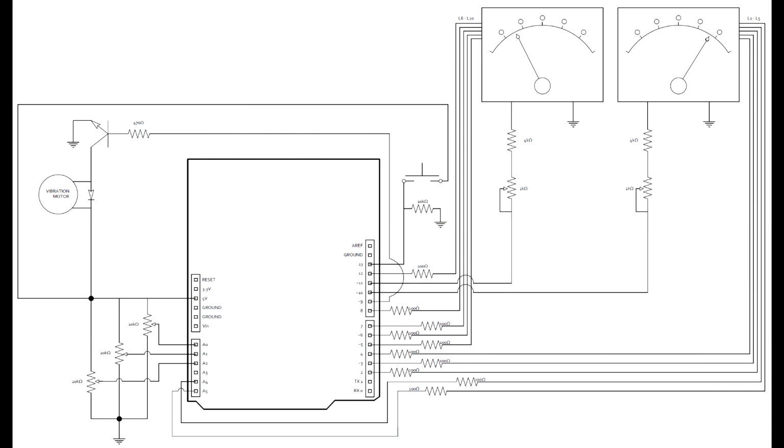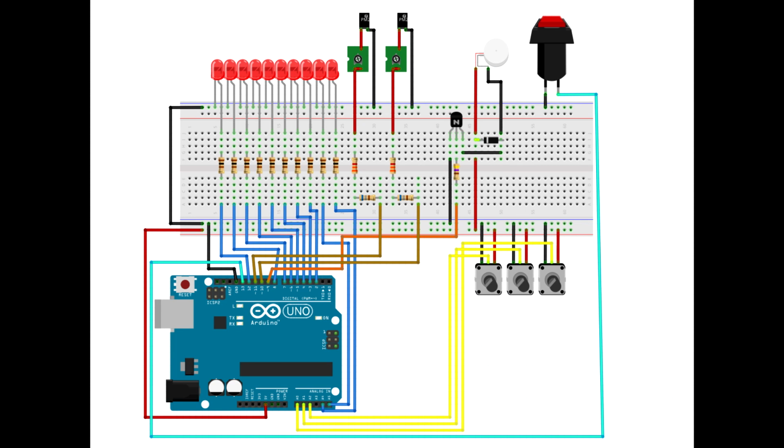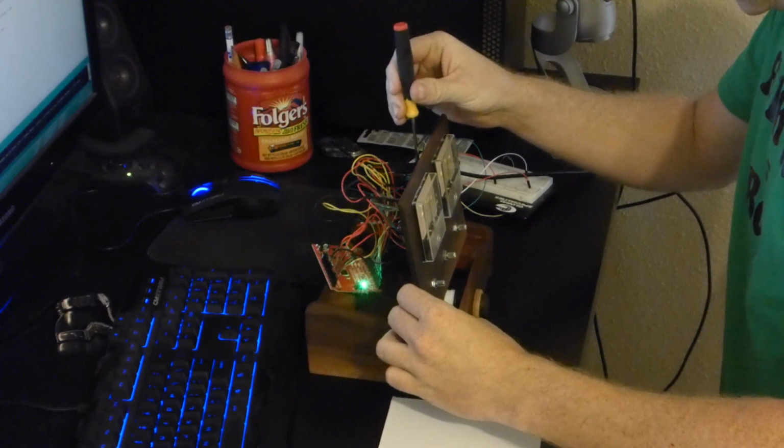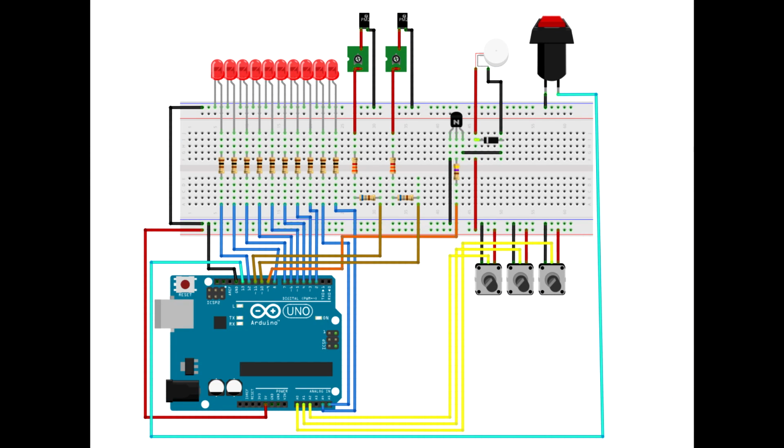If you want a detailed wiring diagram, you can pause here or visit the GitHub project page in the description. Each of the two panel meters have a resistor in series with a trim pot so they can be calibrated after installation. There are three potentiometers connected to the Arduino analog inputs and 10 LEDs on digital outputs. There's also a button and a vibration motor.